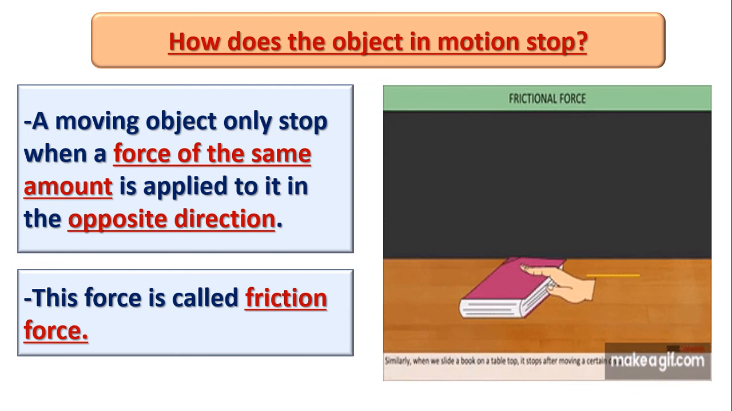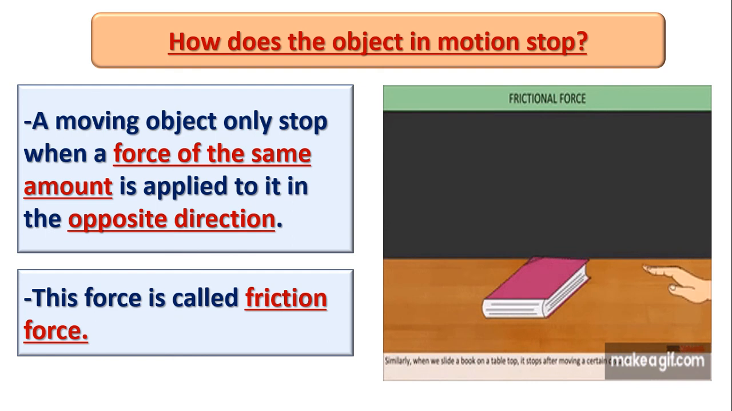Okay, what if there is something already moving and you want it to stop? If you want to stop something in motion, like this book moving to the left side, what should you do to stop the book? You should push it to the left side. Excellent. So will you make the same amount of force in the same direction or in the opposite direction? In the opposite direction. You will push the book to the right side. So the book will stop.